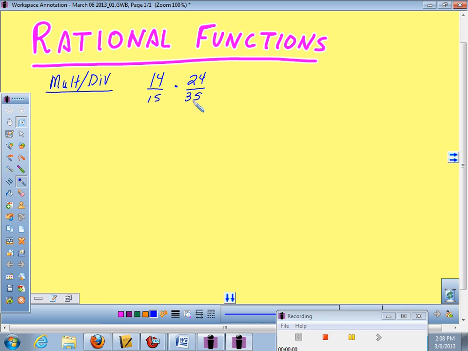So what can I reduce here? I heard 7s and I heard 3s. I could take 7 out of 14, which would leave me 2 and 5, and I could then take 3s out of 15 and 24. Then the bigger question, once you have reduced it, how do you multiply them? Straight across. Numerators multiply numerators, denominators multiply denominators. So we would indeed get 16 over 25. No big deal, right?